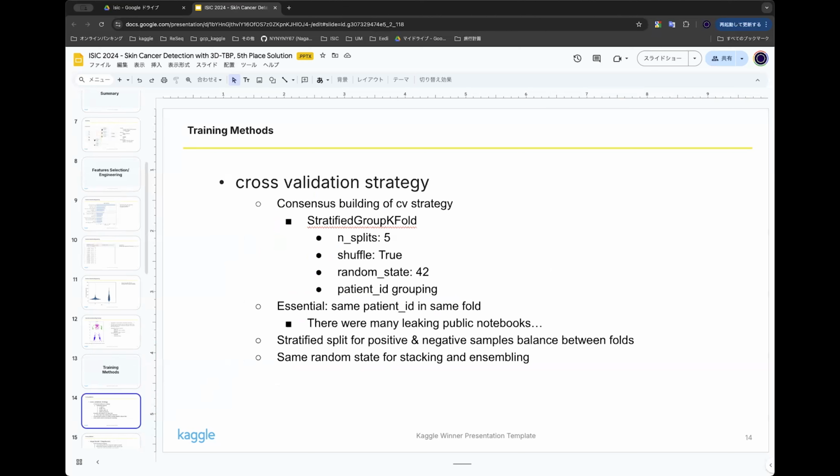We adopted a cross-validation strategy to evaluate accuracy offline and improve the model. The division of the training data in cross-validation was common within the team so that we could ensemble the results in each fold and compare accuracy. Since the test data and training data did not have patients in common, it was necessary to group the same patients so that they were included in the same fold.